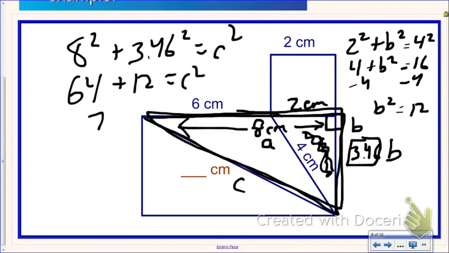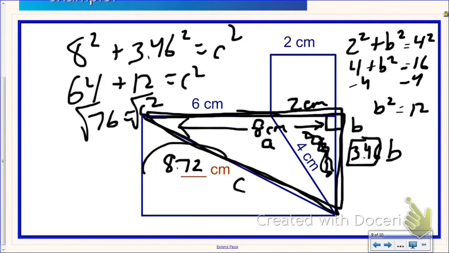64 plus 12 is 76, and then the square root of 76 is going to be my answer, and that is 8.72. So that one took a lot of steps and a lot of thinking to come up with the answer. Okay, so that's it for examples of how to do Pythagorean theorem.